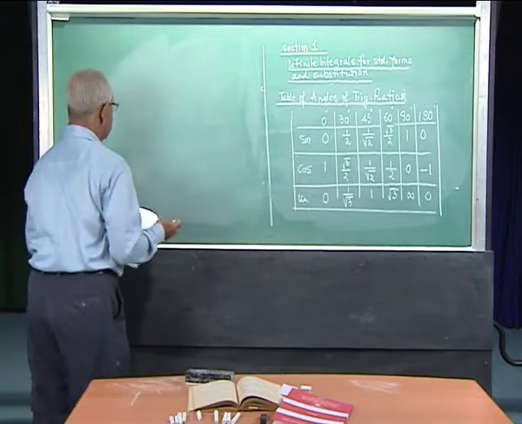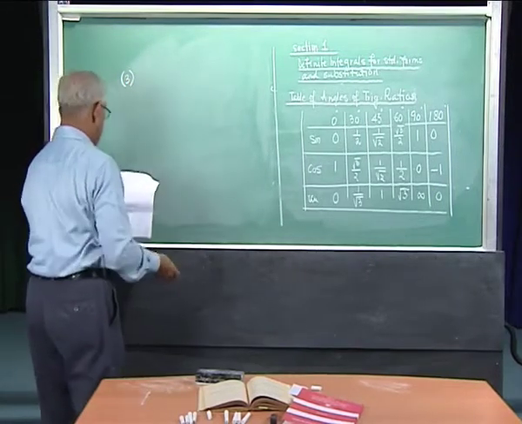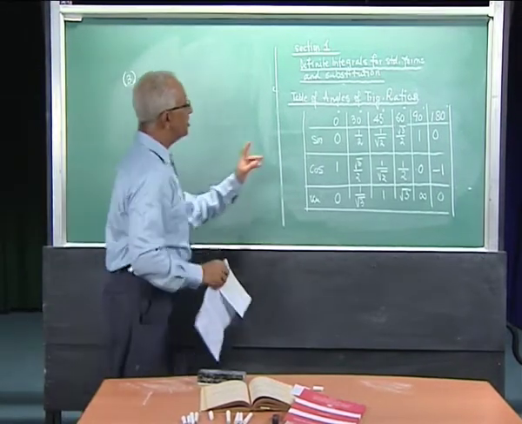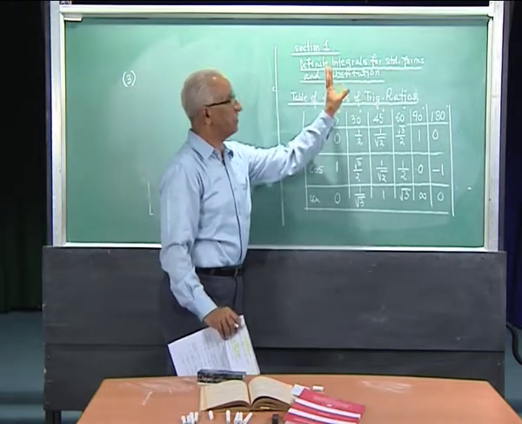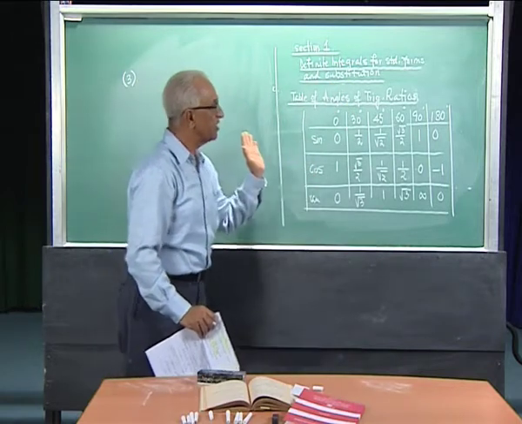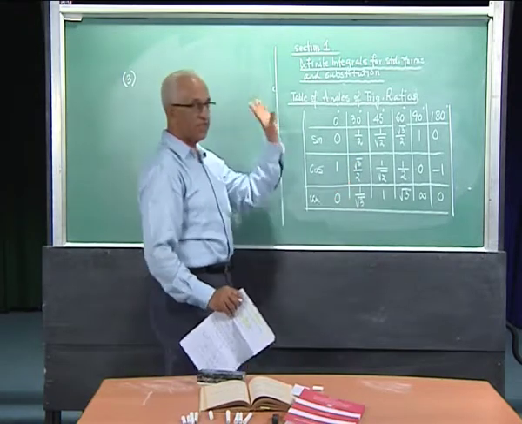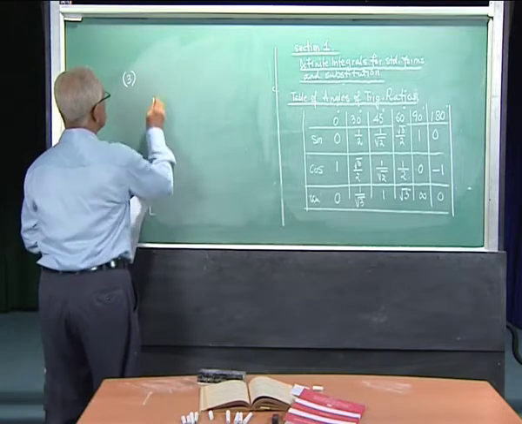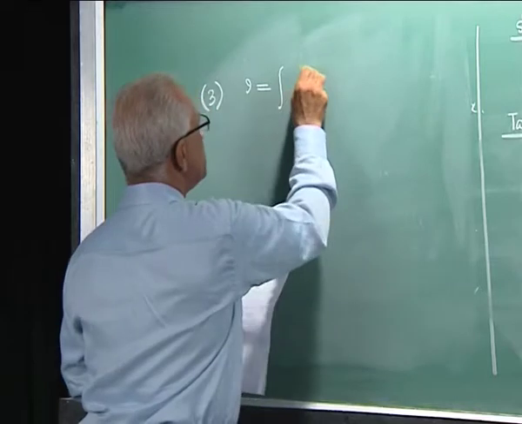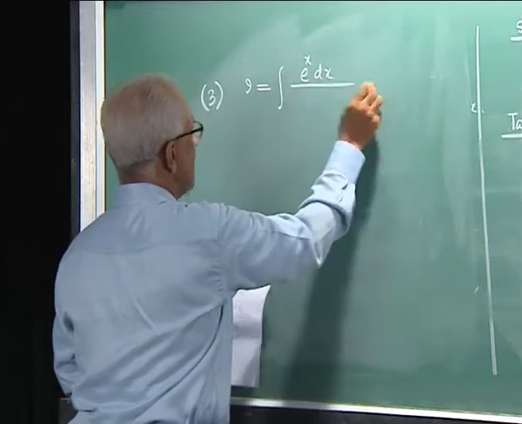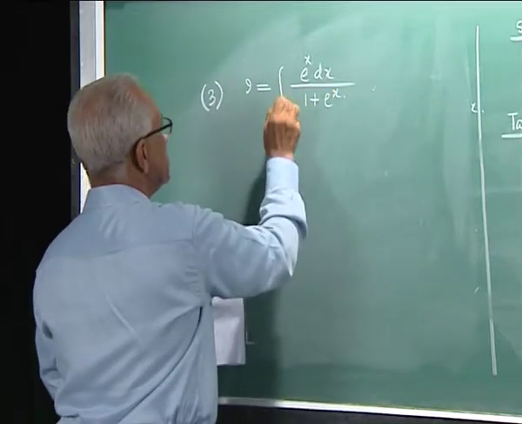Let me take the first exercise, or rather I'll call it third, because 2 examples I have already taken. I remind you, I am starting integration by substitution in case of definite integrals. Method remains the same. Basic ideas of substitution remain the same. The only thing is the limits change. So we have to evaluate the integral of e to the power x dx upon 1 plus e to the power x, ranging from 0 to 2.